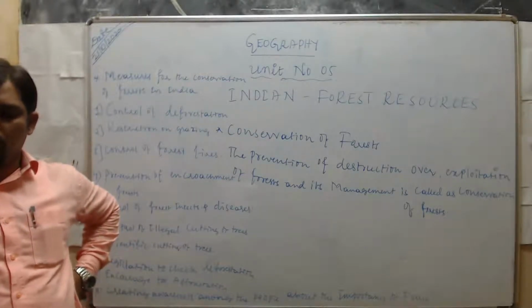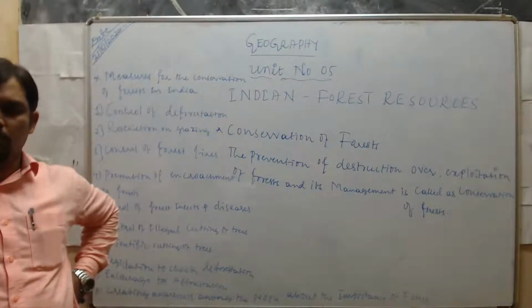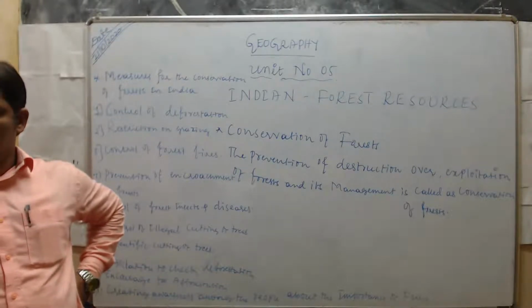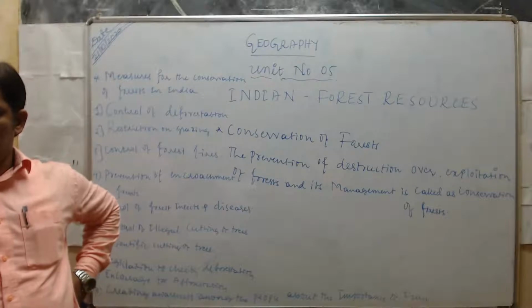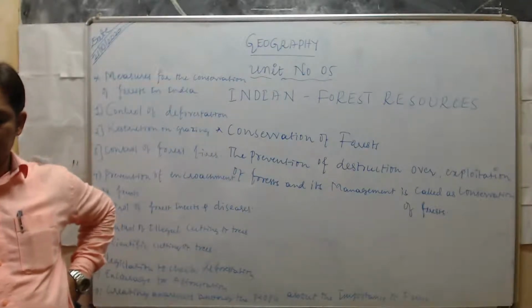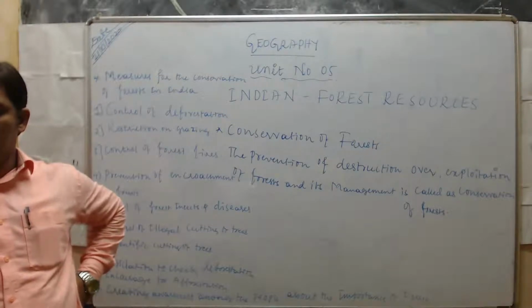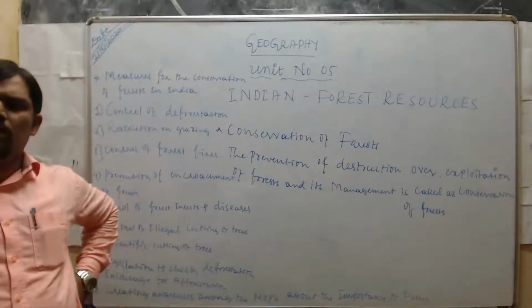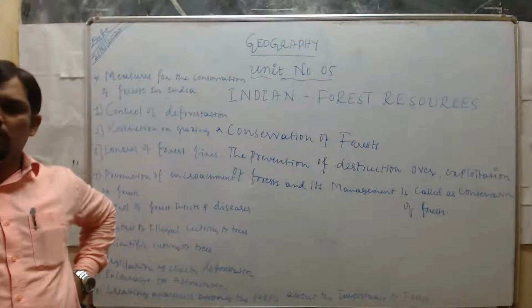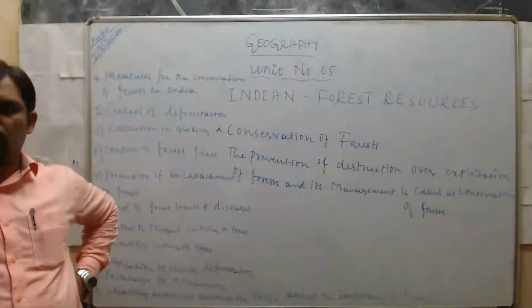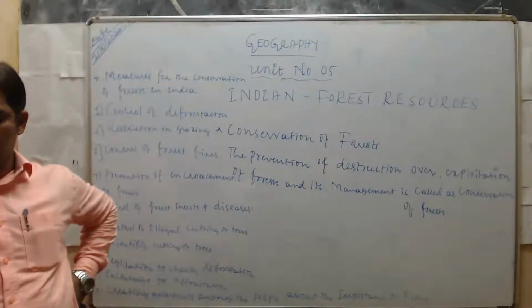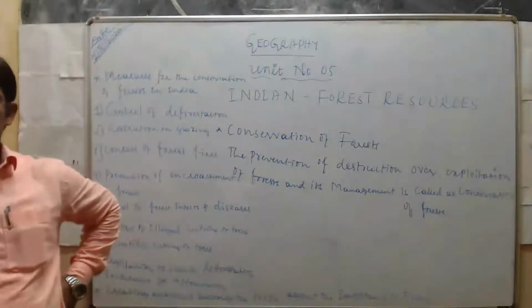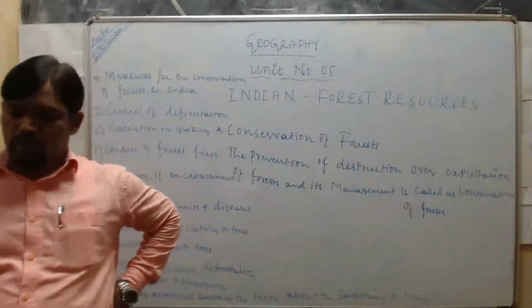First, what do you mean by wildlife sanctuaries? WLS stands for wildlife sanctuary. Wildlife sanctuary refers to a place meant for providing protection to wildlife. These are the reserved places for the protection of wildlife.